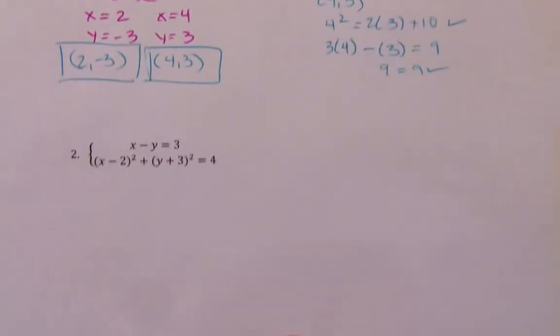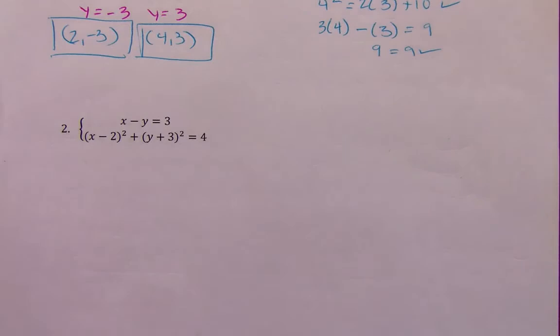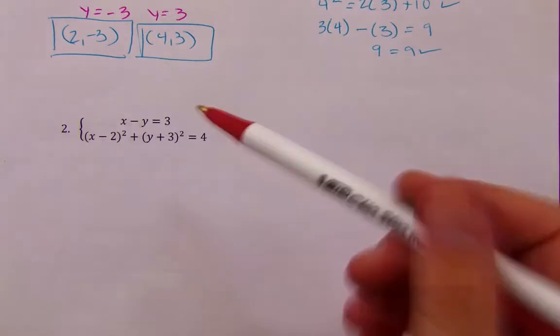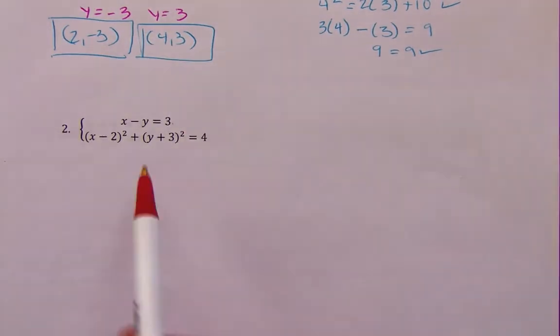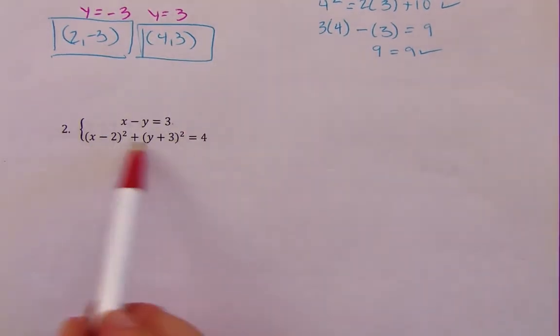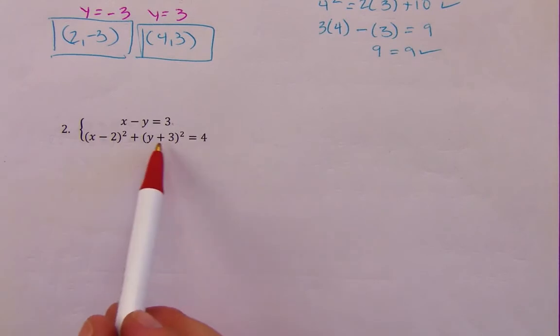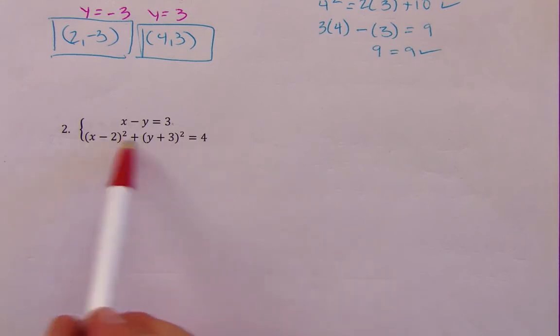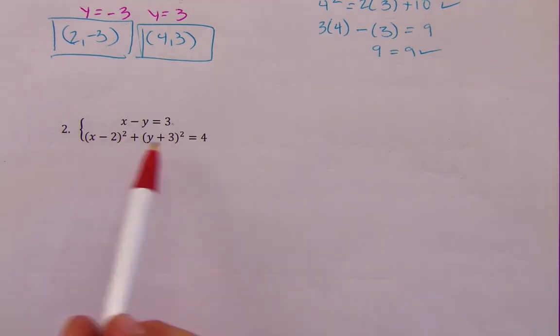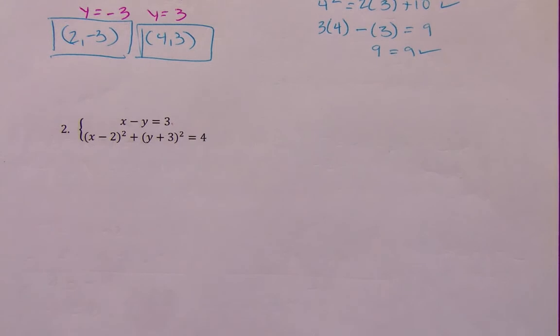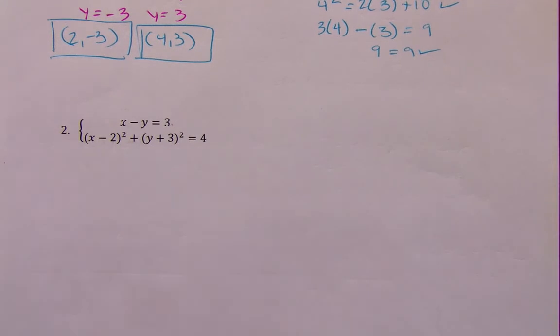Let's look at the next example here. So here we have a linear equation, and then this graph should look familiar from way back in chapter 9, and this would be a circle with a center at 2, negative 3, and a radius of 4. So we're going to go ahead and solve here.